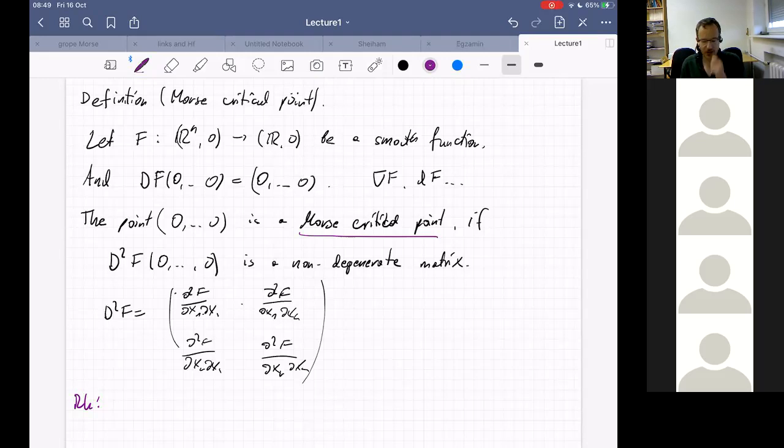And there is a trick here, which we are going to discuss during the classes. If you work with a local coordinate system and you change coordinates, then you know that the derivative of a function is functorial. So it behaves nicely. If you have one coordinate system and another coordinate system, then the derivative is well defined. But the second derivative, oh, the remark didn't appear on the screen correctly.